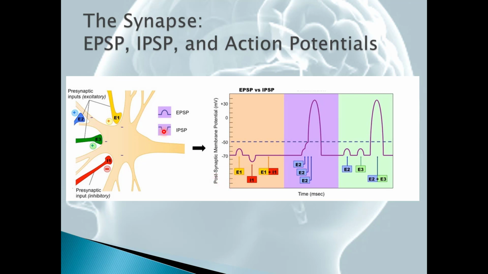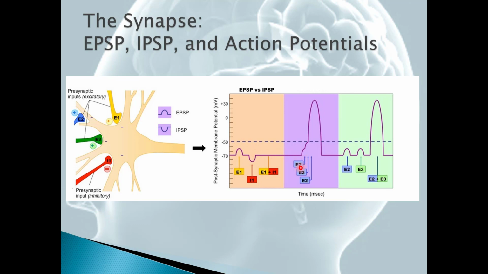E1 stimulates the receiving neuron, this postsynaptic cell, and we get a little depolarization, but not enough to get to threshold, so no action potential. I1 here stimulates the postsynaptic neuron, causes a hyperpolarization, moves it farther away from threshold. Here, E1 and I1 fire at the same time, and they cancel each other out.